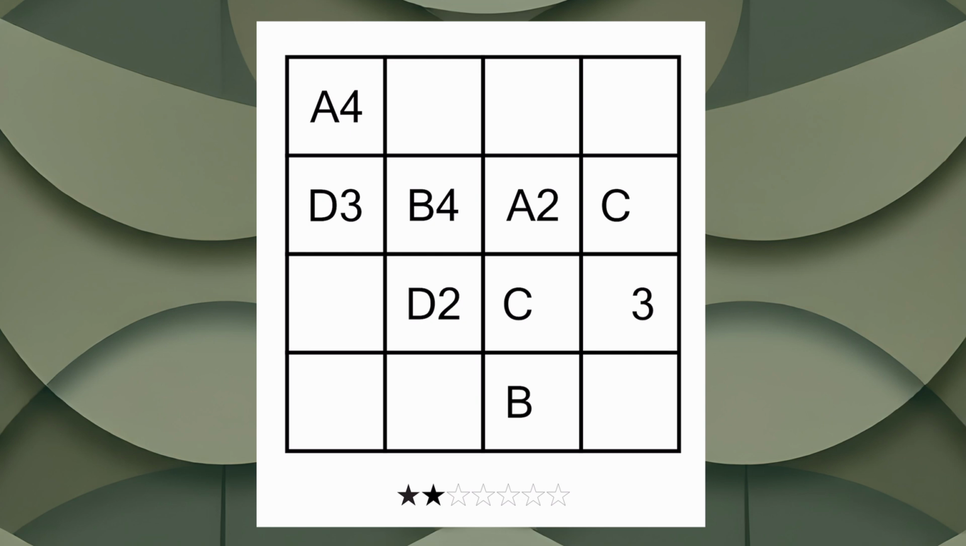So as with normal Sudoku, we can't repeat any number within a row or column. Equally, we can't repeat any letter within a row or column. And we have one extra constraint, and that is that we cannot repeat a number-letter pair anywhere on the grid.